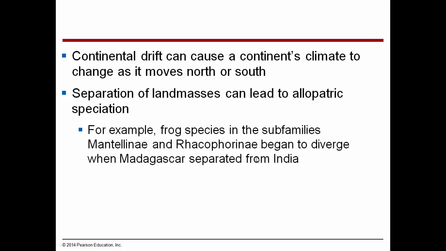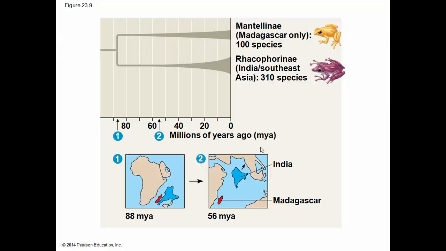Continental drift can cause a continent's climate to change as it moves north or south. Separation of land masses can lead to allopatric speciation. For example, the frog species in the subfamilies Mantellinae and Rhacophorinae began to diverge when Madagascar separated from India. Okay, so here's Madagascar and India, very close together, 88 million years ago.